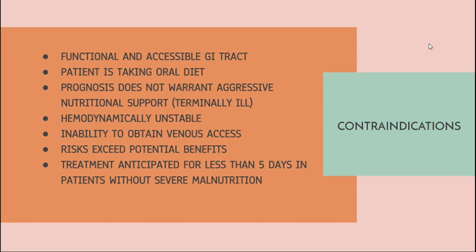TPN should not be used when someone is hemodynamically unstable, when there is inability to obtain venous access, when the risks of TPN are judged to exceed the potential benefits, or when treatment is anticipated for less than 5 days in patients without severe malnutrition.